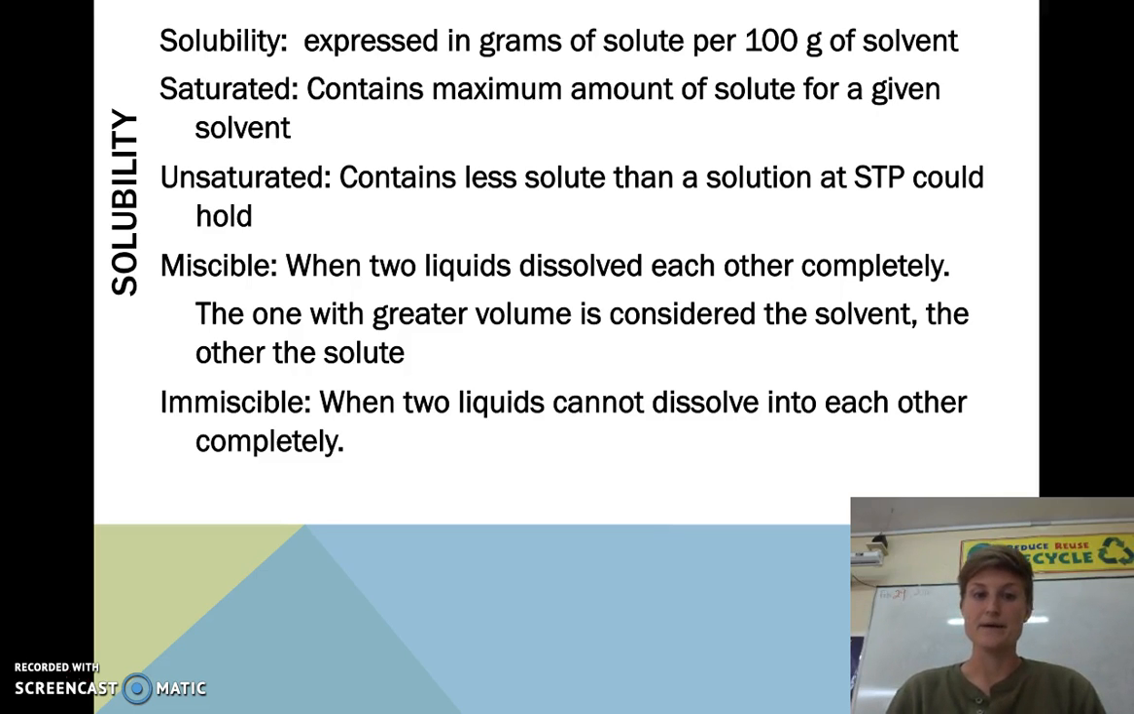Okay, and then miscible and immiscible, these deal with 2 liquids mixing together into a solution. So if they're miscible, they dissolve completely. You cannot see the difference between the 2 liquids. Immiscible would be like water and oil. You can see the two layers, and so you know they're immiscible. They don't dissolve into each other, okay? Even if you shake them up, they're going to separate, and you'll see those two layers.